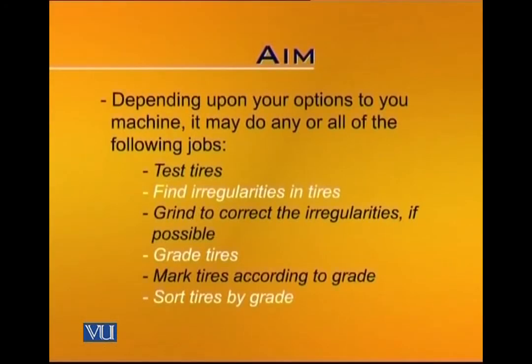And depending upon your options and your machine, for example, if you're writing the manual for optimizer tires, it may do one or all of the following jobs. Your machine may test tires, it may find irregularities in tires, it may grind to correct the irregularities if possible, it may grade tires, it may mark tires according to grade, or sort tires by grade. So if that's what your machine does, then these are the different things that it can do, and these would be the aims that would be achieved by following the instructions of that particular machine. So therefore, it's important that if it's a piece of machinery or a product with which readers might not be very familiar, then the aims are actually set out in terms of a list of things that the machine can actually do.